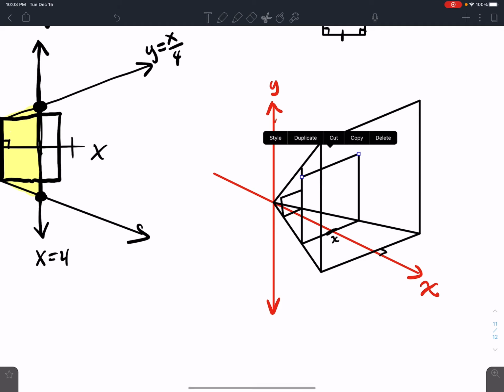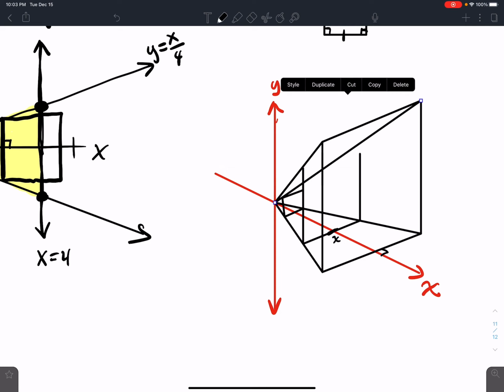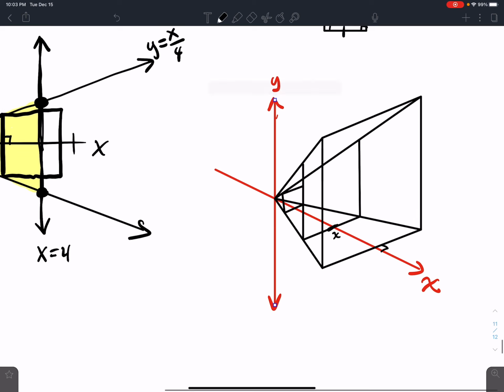You know what, let me delete this real quick, and I'm going to connect all these dots to save us a little bit of time. Okay. Now I'm just playing around, is what it looks like.